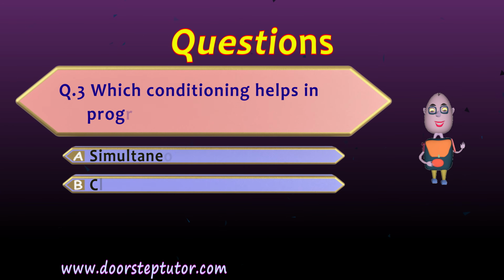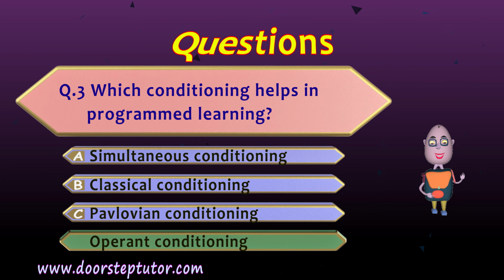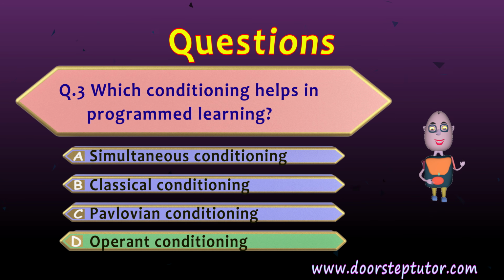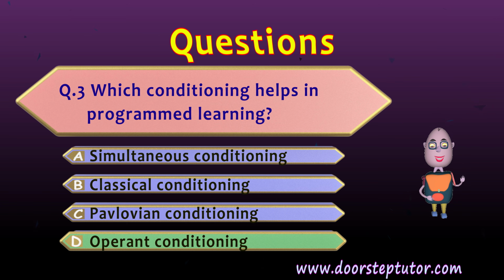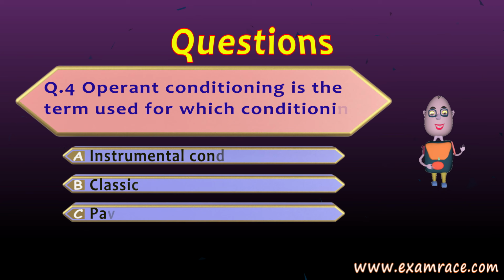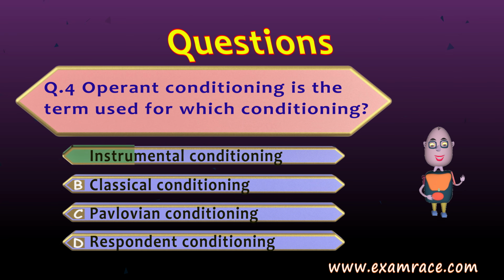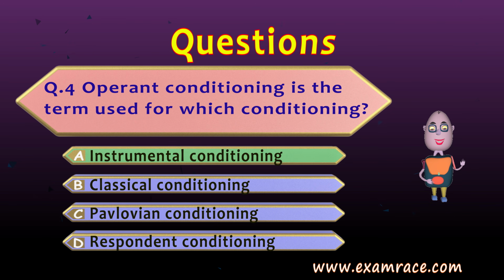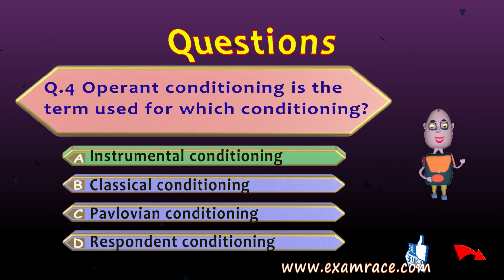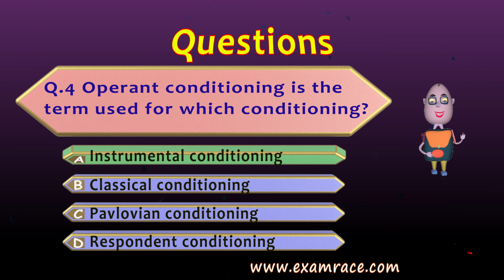Question number 3. Which conditioning helps in programmed learning? Answer of question 3 is D, because principle of operant conditioning has been utilized in shaping desirable behavior through programmed learning. Question number 4. Operant conditioning is the term used for which conditioning? Answer of question 4 is A, because operant conditioning is called instrumental conditioning by Skinner, as this conditioning occurs due to the consequences of action produced by the animal.